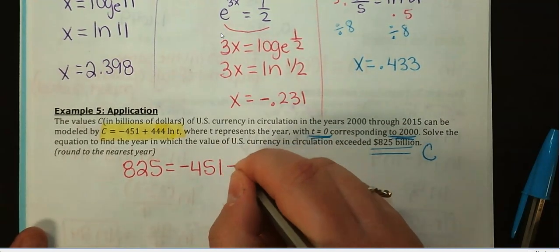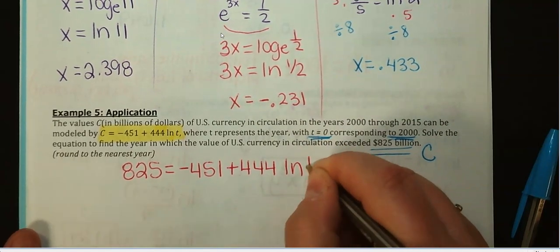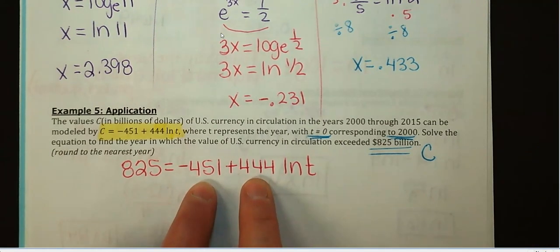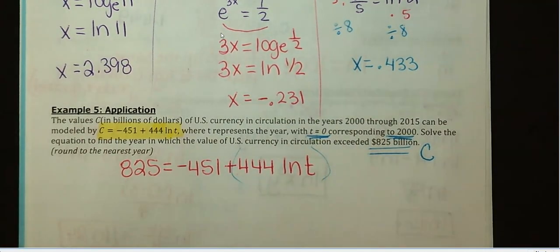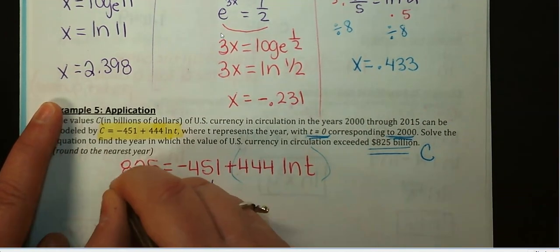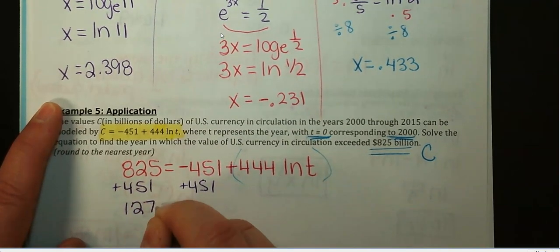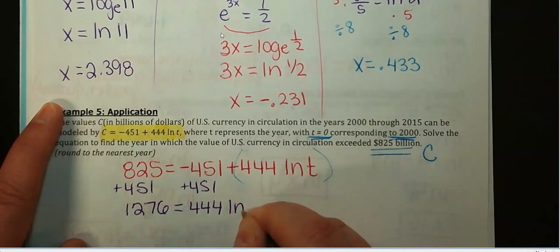Negative 451 plus 444 natural log of t. The most common mistake people will make on accident in this question is they will add this 444 and this negative 451. Do not do that. So the 444 is attached to the natural log of t with multiplication. So what you actually want to do here as your first step, we're just going to move 451 to the other side. And this is going to give you 1276.